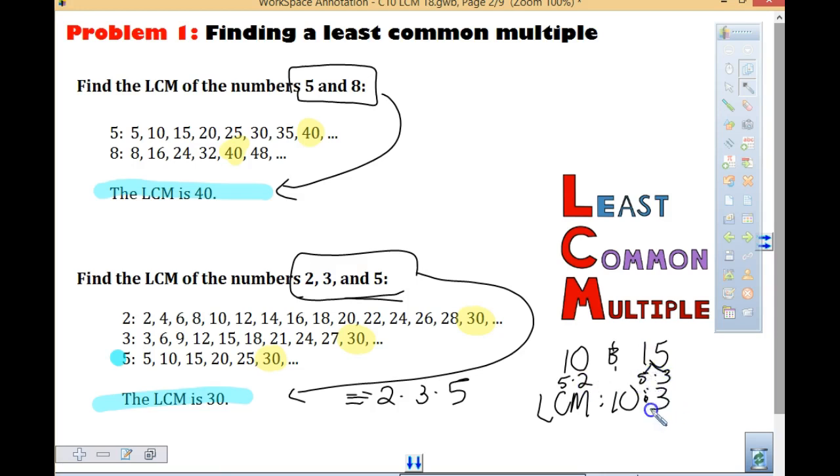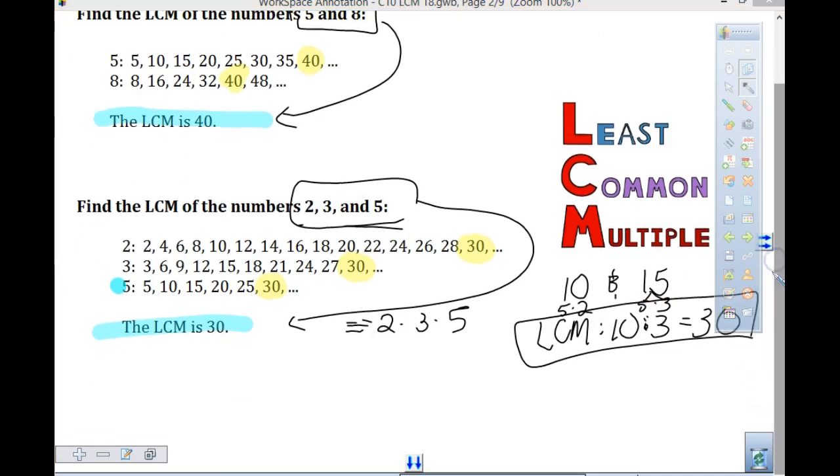So I have to take it times 3. And my least common multiple, please write this on your paper. If I have 10 and 15, my least common multiple is going to be 30. How did I get it? I looked at my factors of 10, 5 and 2, and the factors of 15. I am not taking 10 times 15 like I did with the other ones.